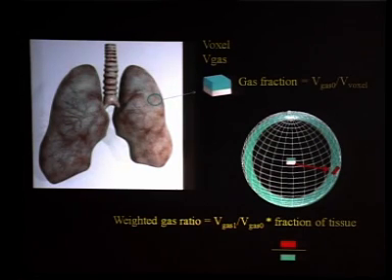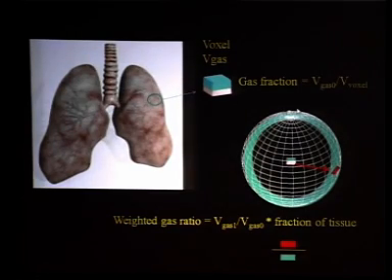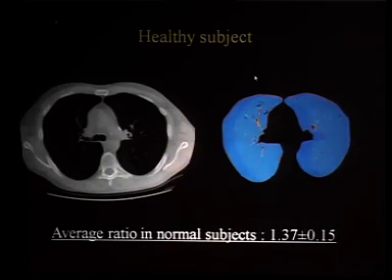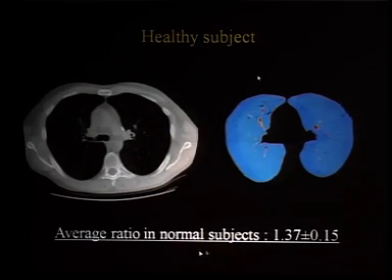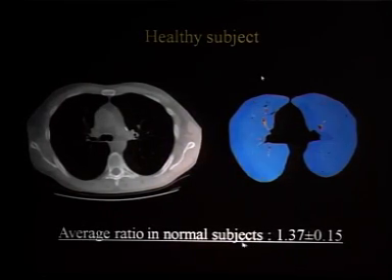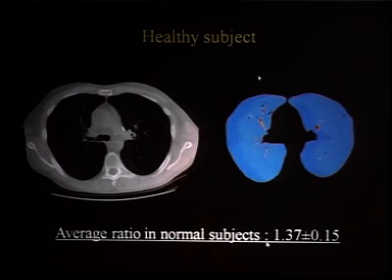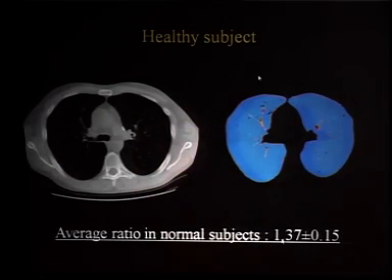And these forces produce different inflation that we may assess with the CT scan. In a normal lung in a healthy subject, we found that the average ratio of inflation is 1.3. That means each region acts on its neighbors with this kind of multiplication. There's about 30% difference between the neighboring regions in terms of strain. But this is normal, plus or minus 0.15.